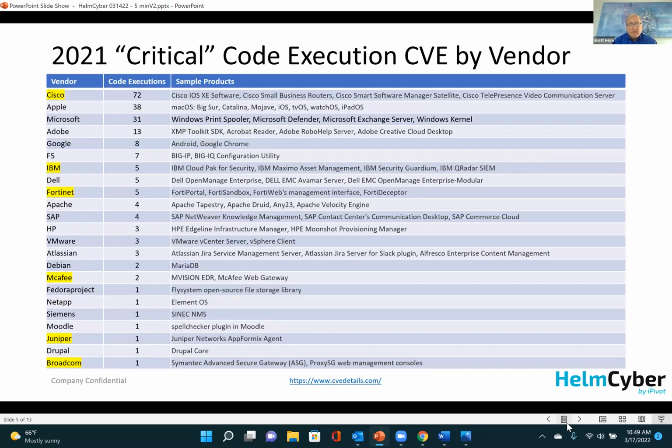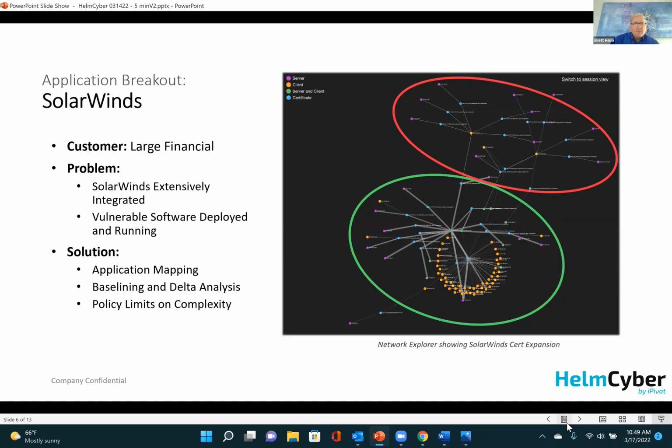If you think it's unusual and odd, here's a list of critical remote code executions during the last year. There are vendors that all of you have, all of you know, and unfortunately, it's a systemic problem. I'm going to skip through the SolarWinds.